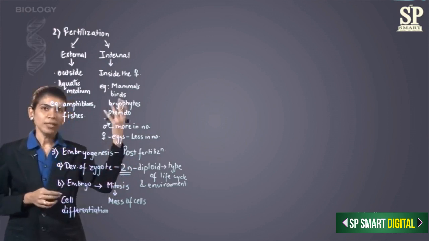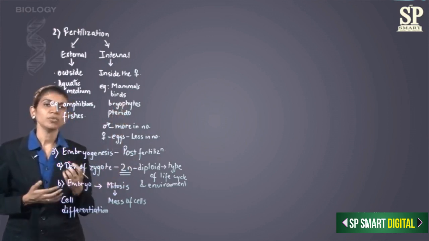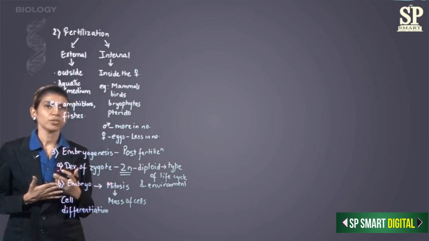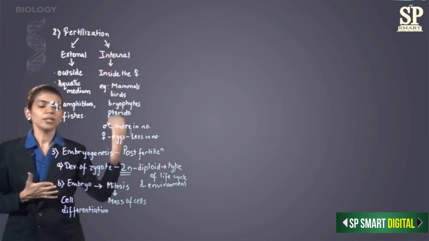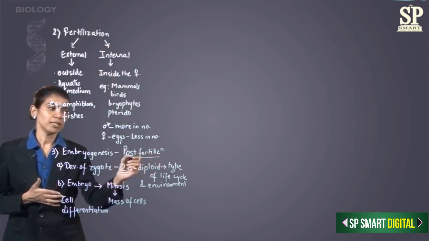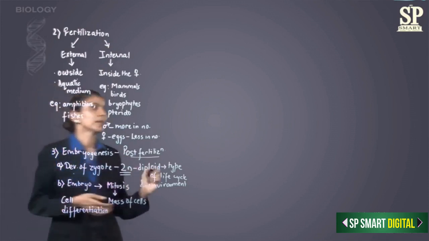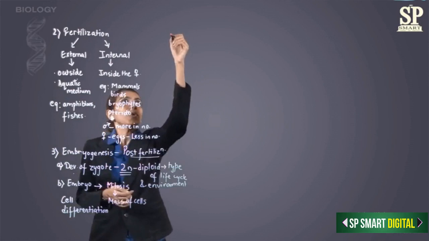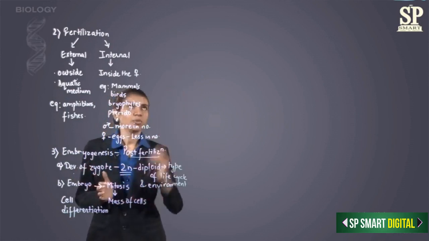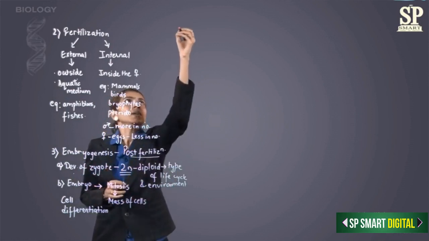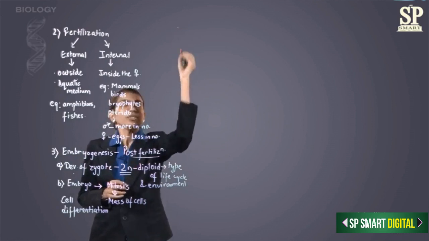So we have seen three main events of sexual reproduction. First is pre-fertilization, that was gametogenesis and gamete transfer. Second is fertilization, and third, the post-fertilization event, which included development of zygote and formation of the embryo. Next, on the basis of type of reproduction, the animals can be divided into three types.